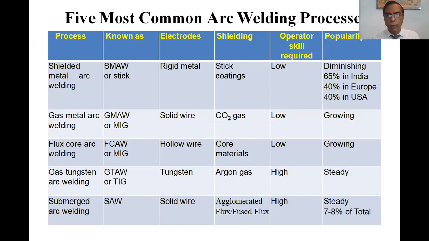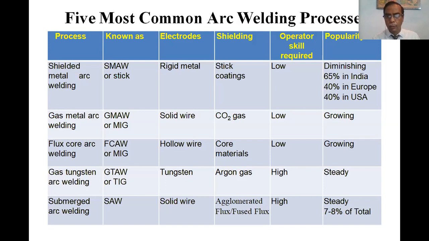Five most common arc welding processes. Shielded metal arc welding, known as SMAW or stick welding: the electrodes are rigid metal covered with a flux coating for shielding, a stick coating. Operator skill required is low. Its popularity is diminishing, though in India 65% of total welding is done by SMAW, manual electrodes.